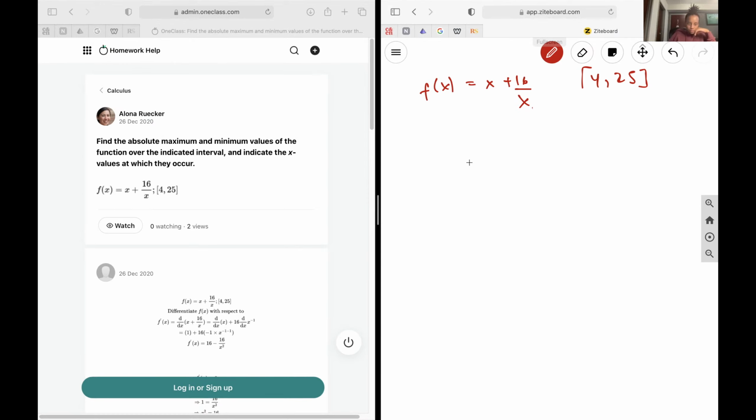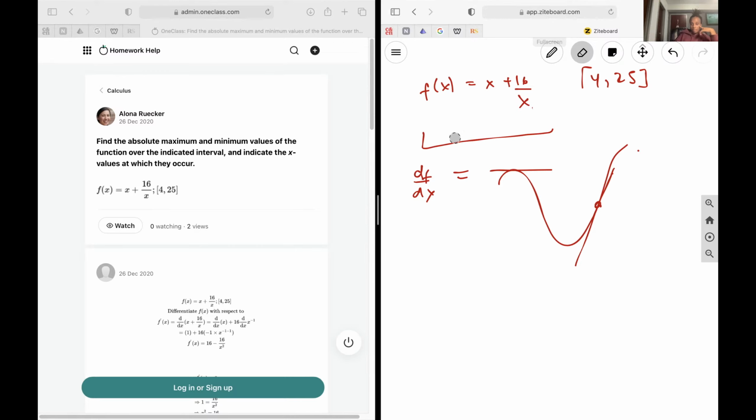Okay, so what we're going to do is we know that the derivative, so df over dx, at a specific point is going to be the slope of the tangent line at that point. And so obviously I can see that at extrema, the slope of the tangent line is 0. So if I look for points where the derivative of the function, so the slope of the tangent line, is 0, I can find my extrema. So let's go about doing that.